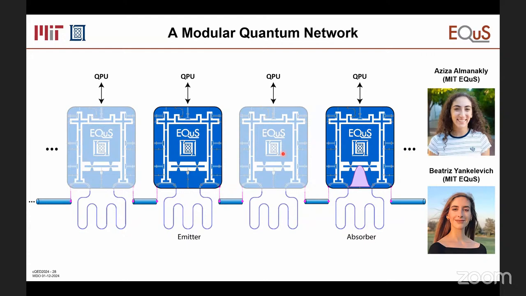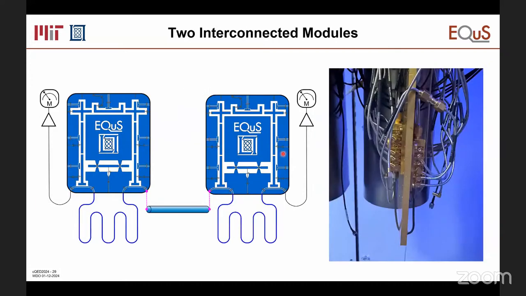I could have that one be the emitter and this one be the absorber. You can run between any pairs, right? And what's important is that it's a waveguide, it's not a cavity, so it can be almost arbitrarily long. So the first test we did was, of course, with just two such modules that you see here.